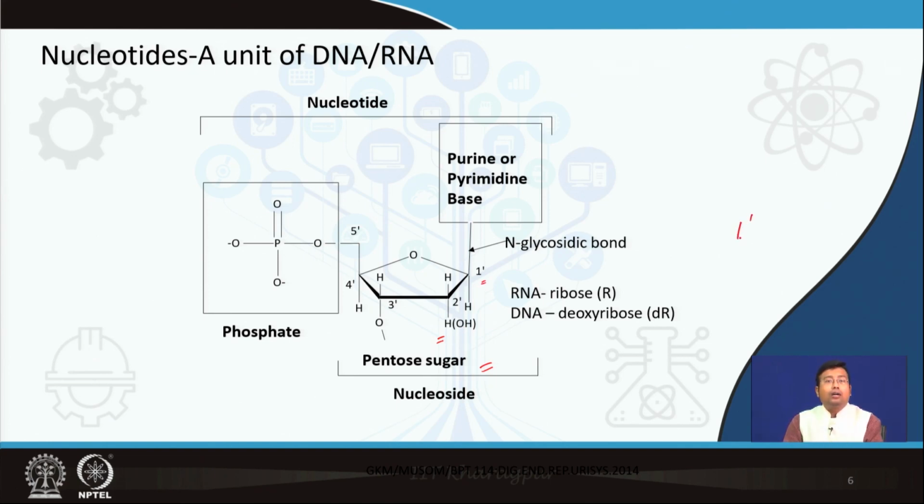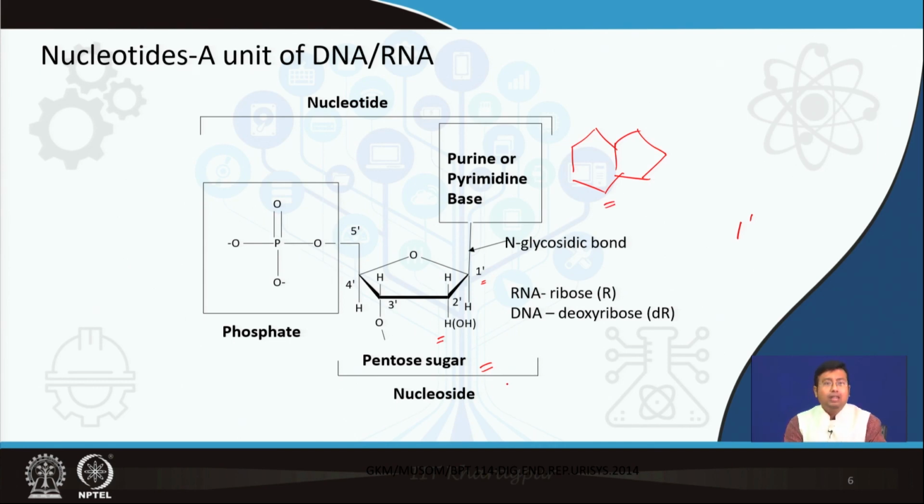This is to avoid confusion where the ring of the purine base is numbered 1, 2, 3, 4, 5 to 9, and the carbons of the pentose sugar are named 1 dash, 2 dash, 3 dash, right. So, a nucleobase along with a pentose sugar forms a nucleoside, right.